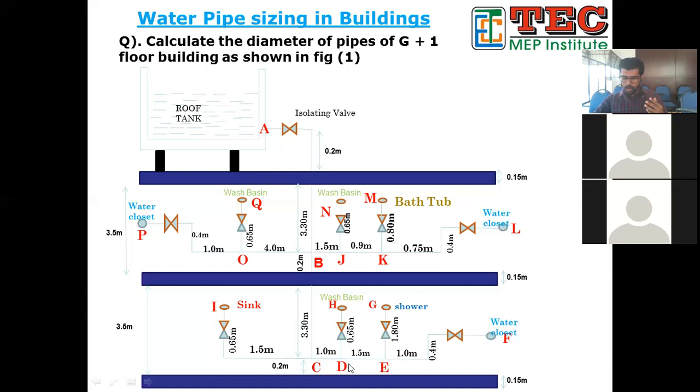Then the next column is WSFU. What is the WSFU of water faucet? You have to write there. What is the WSFU of shower? You have to write there. What is the WSFU of pipe? You have to add shower and water faucet and write there. What is the WSFU of DH? You have to write that. What is the WSFU of CD? You have to add DE plus DH.